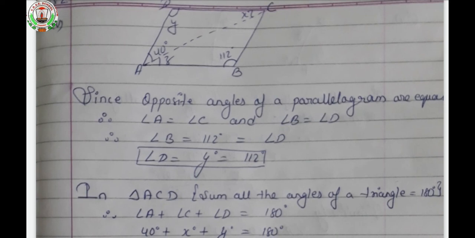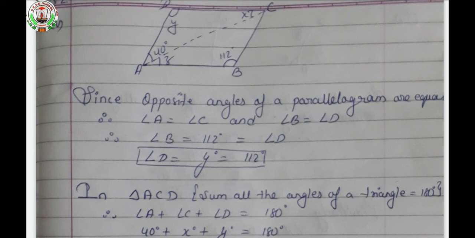Okay, so these are the two pairs of opposite angles of a parallelogram, and according to the property of a parallelogram their values are equal. Therefore angle B is an opposite angle to angle D, isn't it? And angle B value we are having as 112 degree. Therefore angle D will be equal to 112 degree, while angle D is equal to Y, so Y is equal to 112 degree. So have you understood how we will get Y equal to 112 degree from the property of the parallelogram? Now the next, consider the triangle ACD.